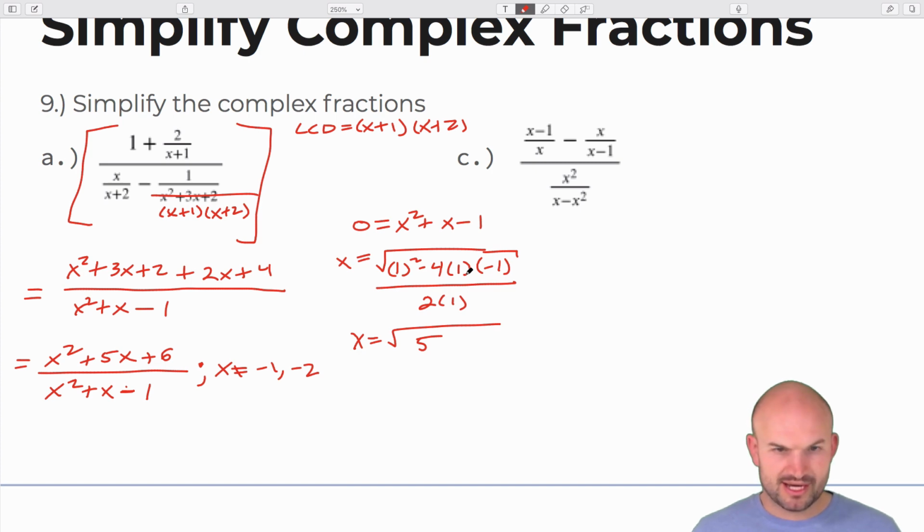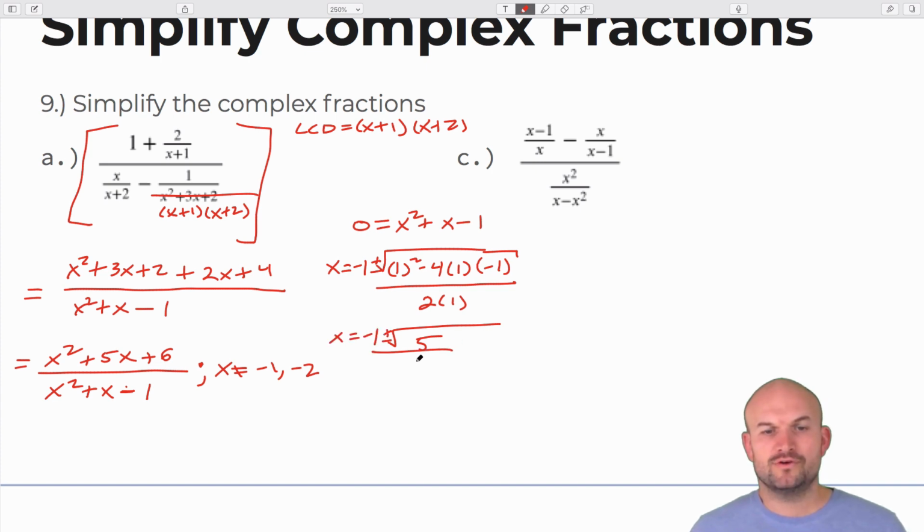Oops, what happened to my... Did the quadratic formula not show all the work? It's opposite of b, plus or minus, right? 5 over 2. So my restricted values are x cannot equal negative 1, negative 2, and x cannot equal negative 1 plus or minus the square root of 5 all over 2.